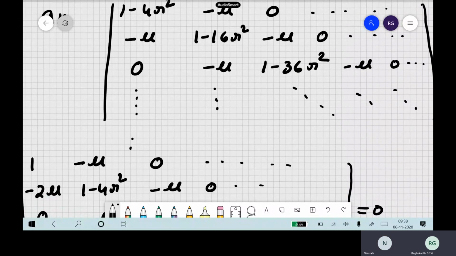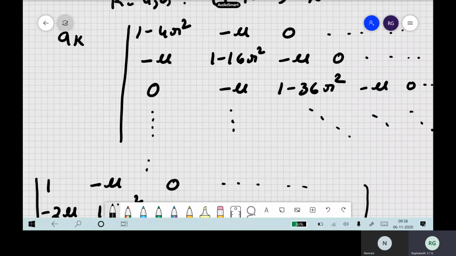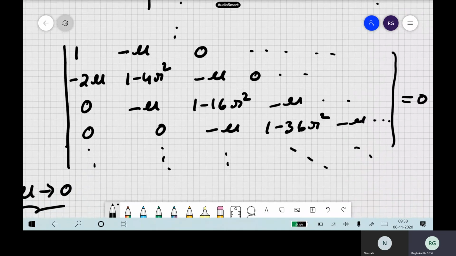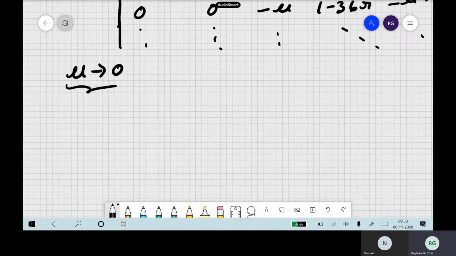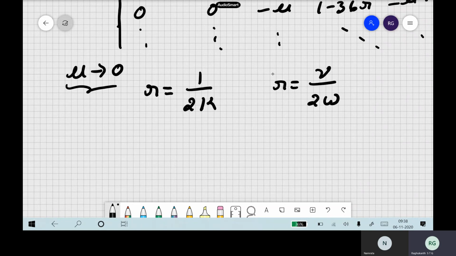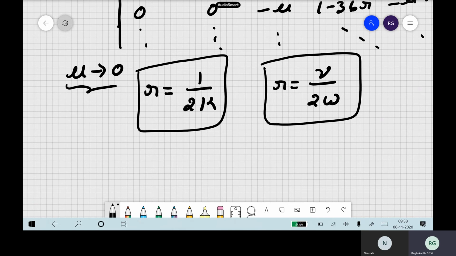Again a diagonal matrix, once again the same diagonal matrix, so it simply becomes 1 minus 4r squared, 1 minus 16r squared, 1 minus 36r squared, like that. Here also it is the same thing, because only 1 is there. Finally, one can show that r is 1 by 2k, where r is mu by 2 times omega. This is how the stability equation comes up.